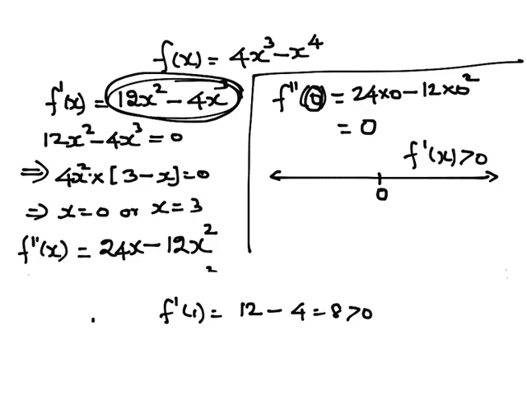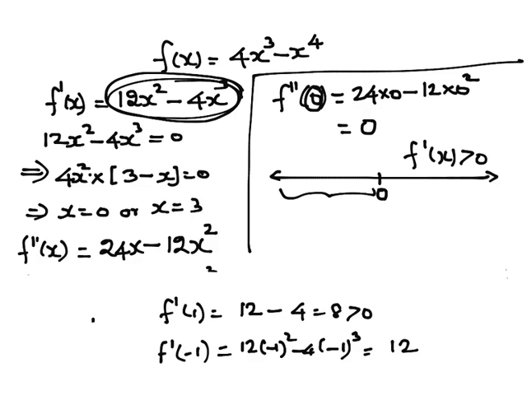So let me take a value now here, and let's say, let me take minus 1. So f dash of minus 1 is 12 into minus 1 the whole squared minus 4 into minus 1 the whole cube. So it will give me 12 plus 4, again positive. So f dash of x is positive. So you can see that the first derivative does not change its sign before and after 0. And also we know that f double dash of 0 is 0. So it very clearly states that 0 is a point of inflection.